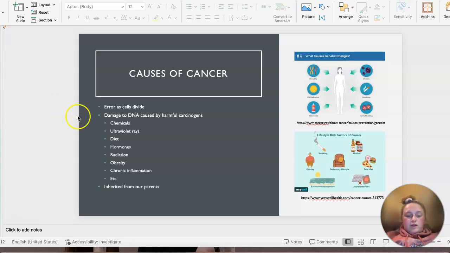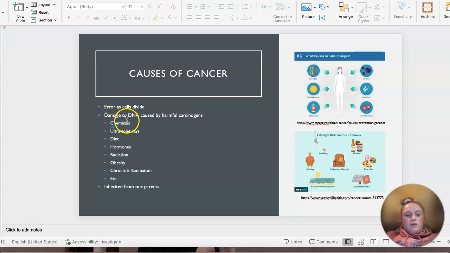So, there are many different causes of cancer, and it seems like everything these days people tell you is a cause of cancer. Basically, there are errors as cells divide during cell division. Also, damage to DNA caused by harmful carcinogens. Carcinogens are substances and things that damage DNA, which thus could lead to cancer.